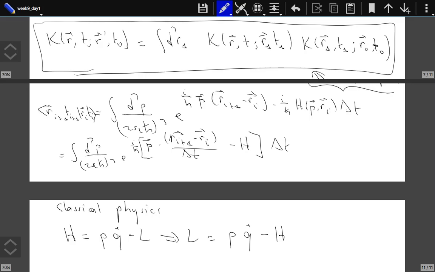In fact, up to this point, I didn't really need to assume anything about the form of the Hamiltonian. Whatever the form of the Hamiltonian is, this matrix element is always given in terms of such a factor, p q dot minus H. Plus, there will be corrections of the order of delta t squared.